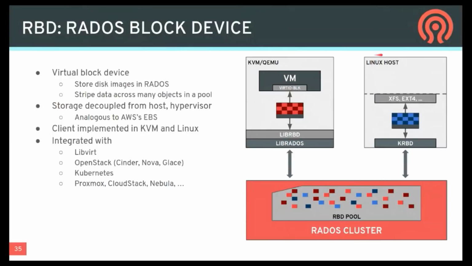Or conversely, if you have a regular bare metal Linux host, you can also map a virtual RBD disk device using the RBD driver to a /dev/rbd raw block device in Linux, and then you can put whatever you want on top, usually a file system. So you can consume that storage. And RBD is tightly integrated with lots of different projects. So libvirt handles all the stuff with QEMU. It's widely used in OpenStack. It's also used in Kubernetes and lots of other cloud stack virtualization technologies.